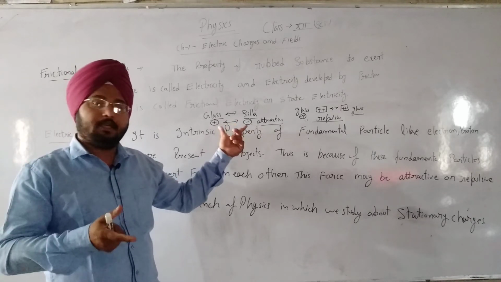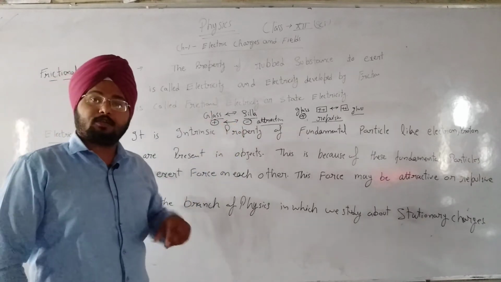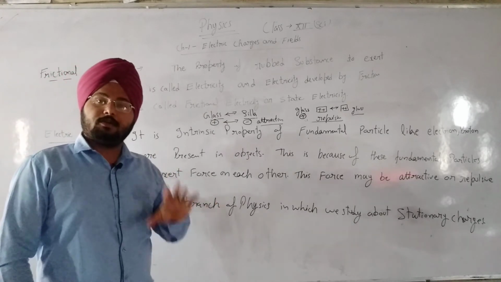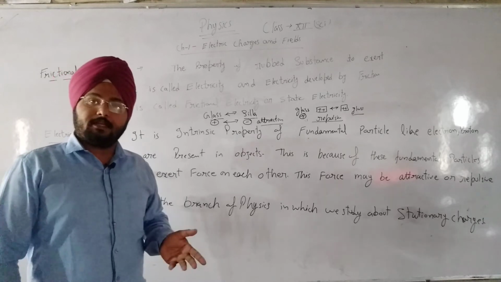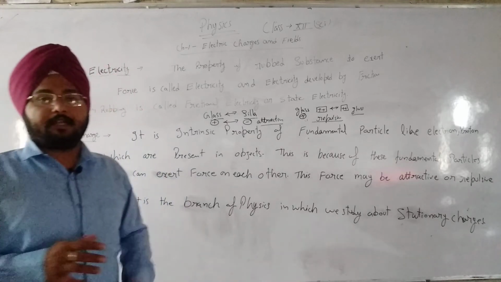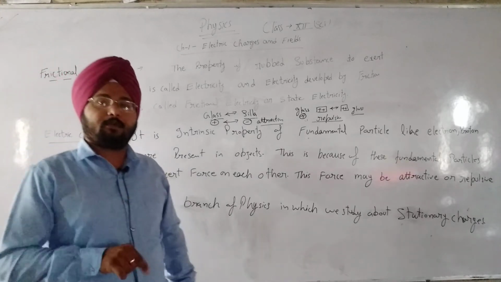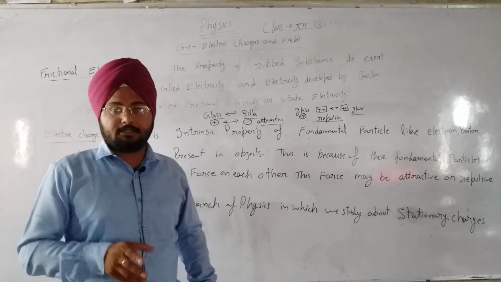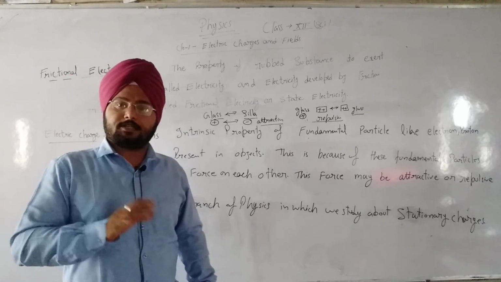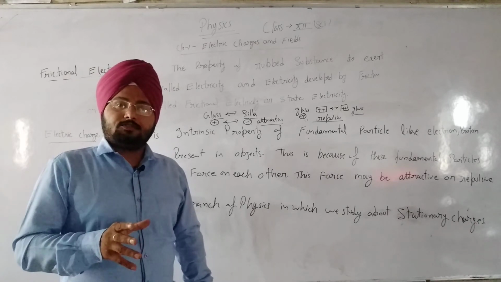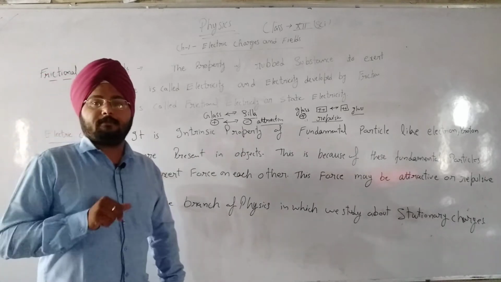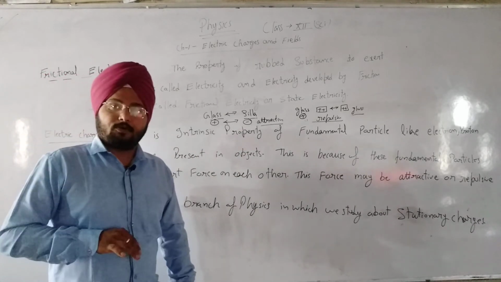किसके अंदर है ये प्रॉपर्टी? ये उस मटेरियल के अंदर है. और क्यों है? ड्यू टू द फंडामेंटल चार्जेस, दैट इज द इलेक्ट्रॉन और प्रोटॉन. So the definition: it is the intrinsic property of fundamental particles like electron, proton, which are present in the object. तो basically जो force लगेगा वो किसके कारण होगा? That is due to the fundamental particles like electron or proton.